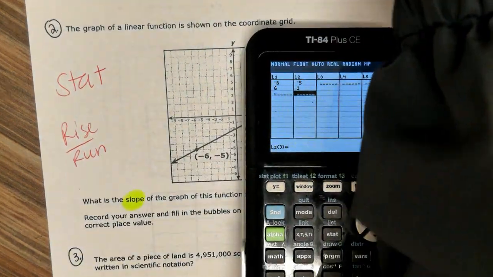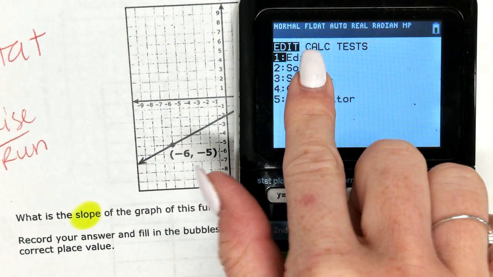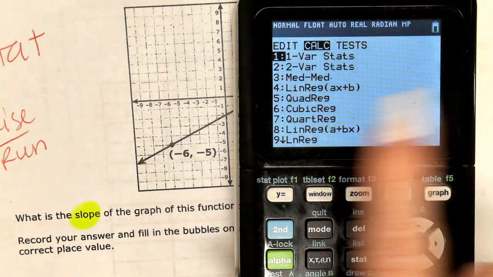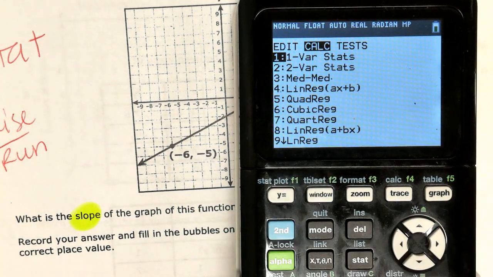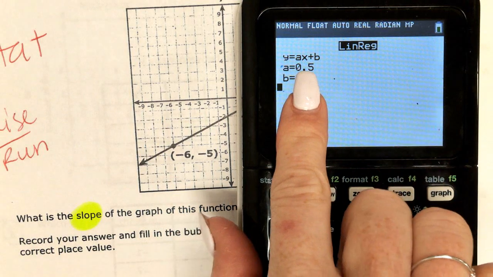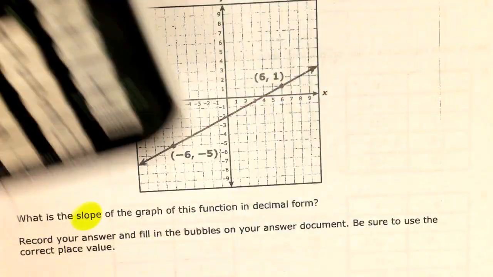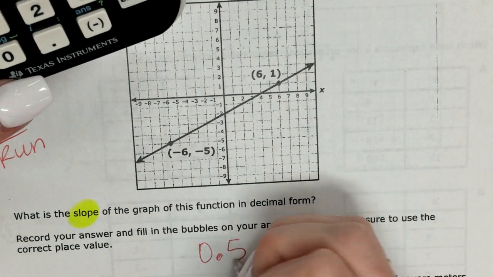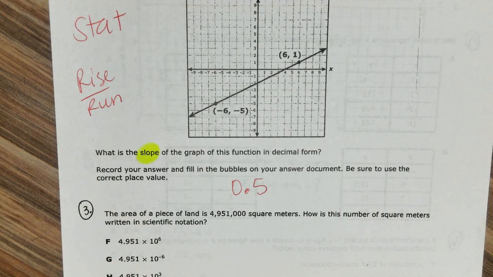Now where do I go? Stat, tab over to calc because we wanted to calculate the slope, and we only use option 4 in my class, linear. Just hit enter until it gives you the answer. The slope is 0.5. Remember, stat is one of the best friends in the calculator for you.